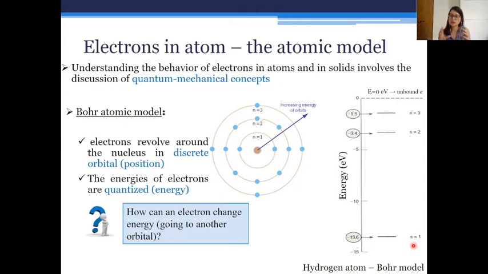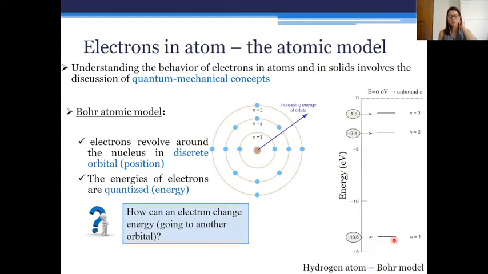So only this specific energy value will enable the electron to shift and go to another orbital, okay? So how can I give this energy to the electron? It can be electric energy, it can be thermal energy, but it can also be a specific photon or light of a specific energy value that will promote this transition from one energy level to another one, okay?